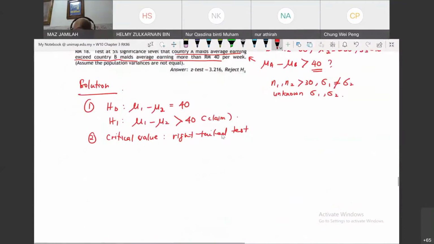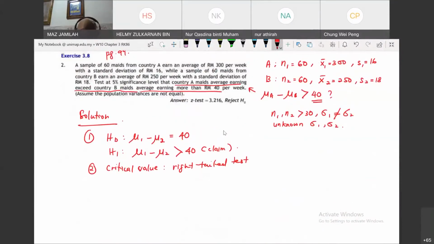So now for the right tail test, Z alpha is 0.05. What is your Z alpha 0.05? It will be 1.6449, right? Number 3, Z test.